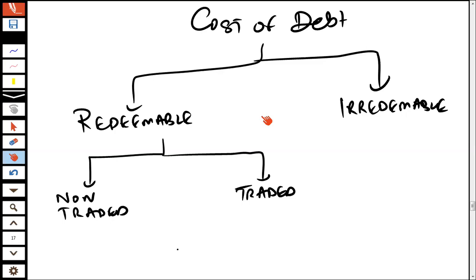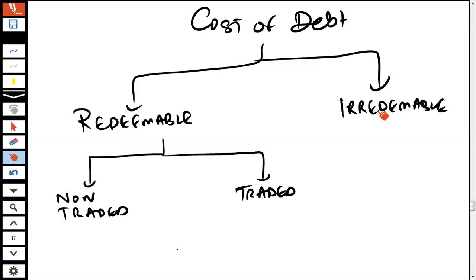And when we talk about the type of debt, there are basically two major types. One of them is a redeemable debt, which means that the loan has to be repaid, and the other one is an irredeemable debt. That means the loan is not required to be repaid.